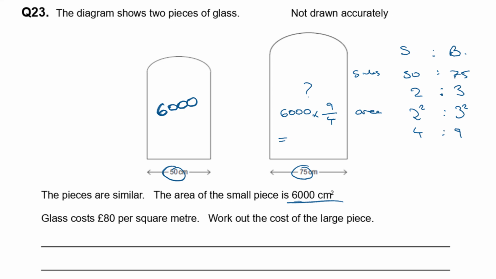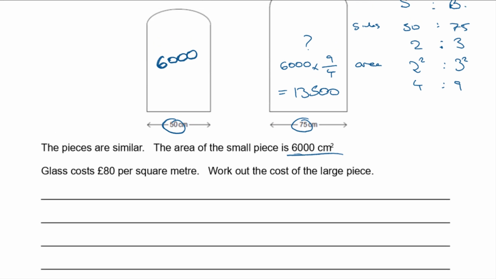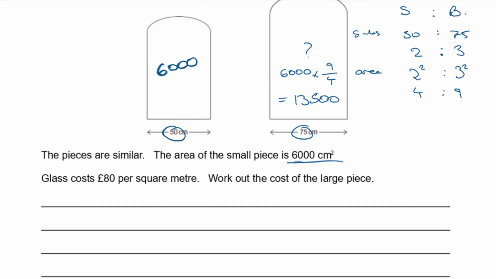So 6,000 times 9 divided by 4, that comes out to be 13,500. Okay, so then that's the area of the big one. Oh, we need to work out the cost though, don't we? So the area is 13,500 centimeters squared, but we want it in square meters.